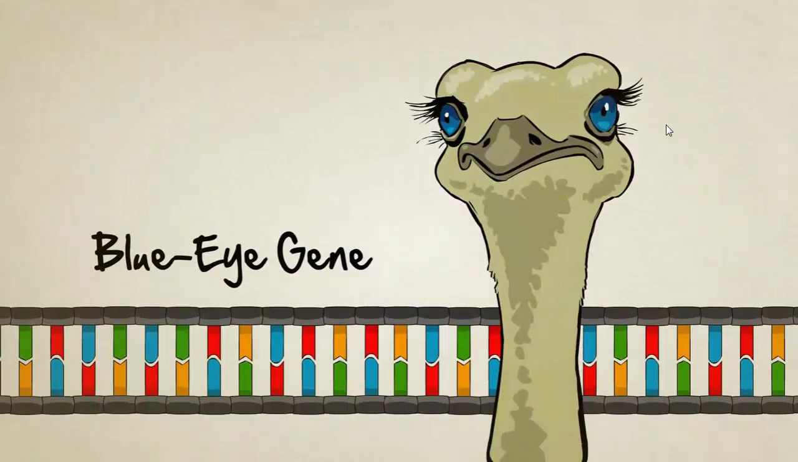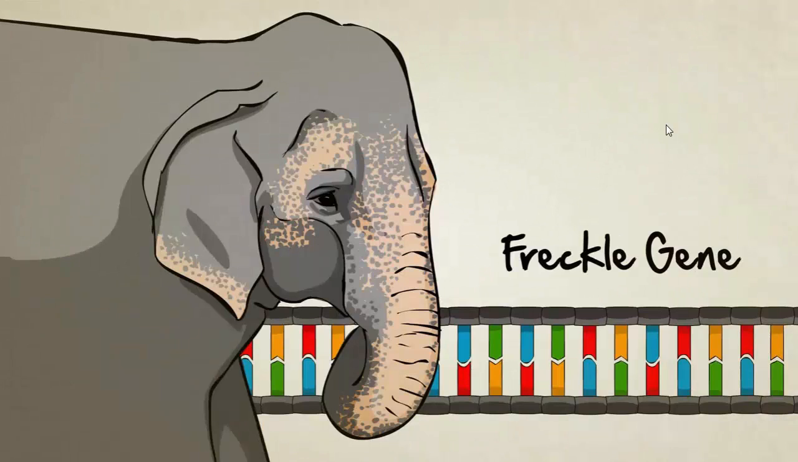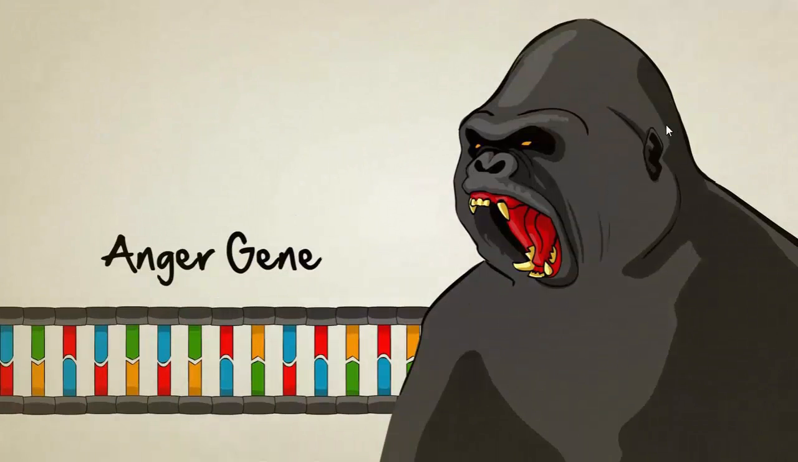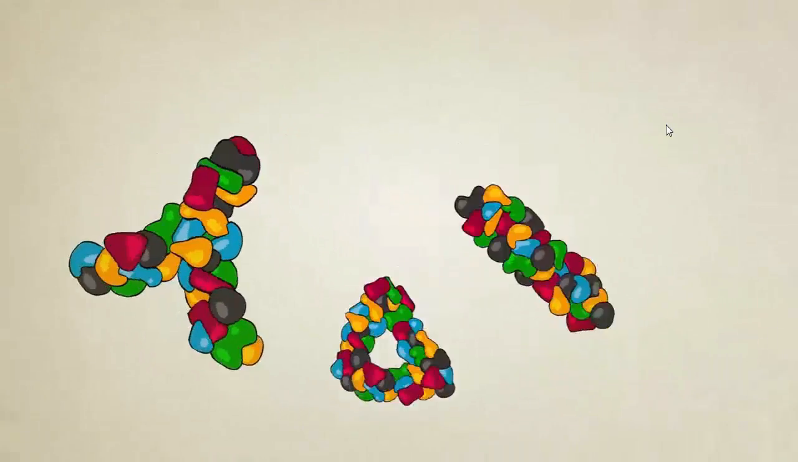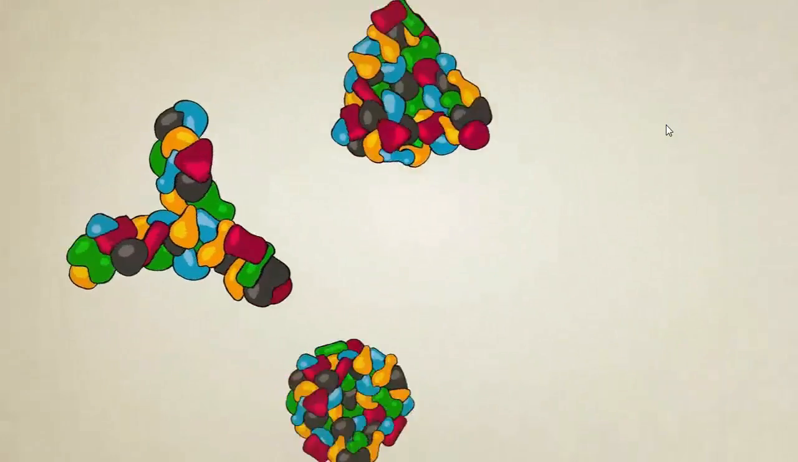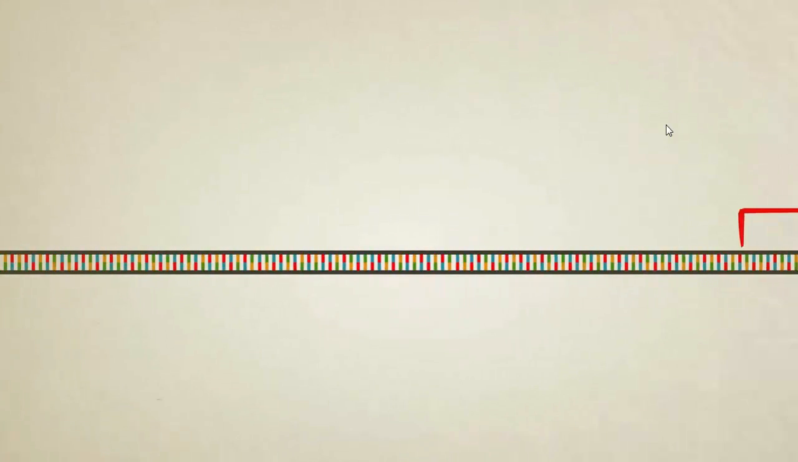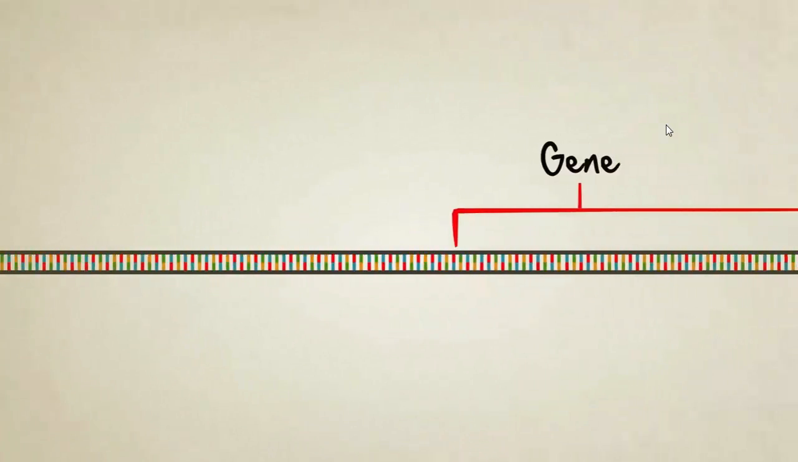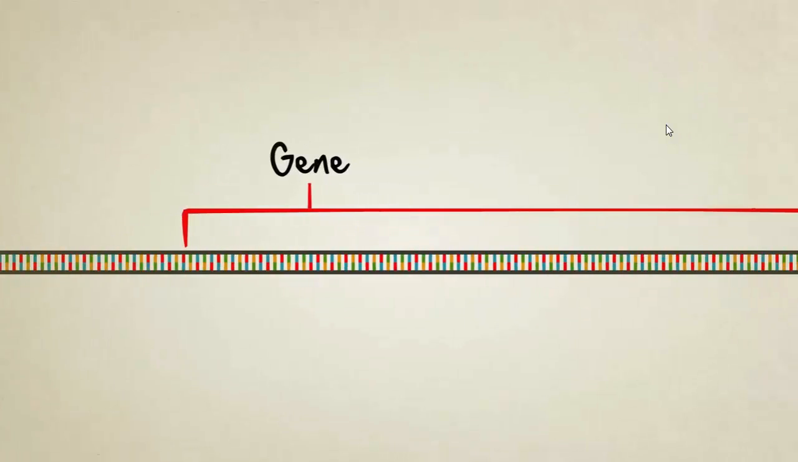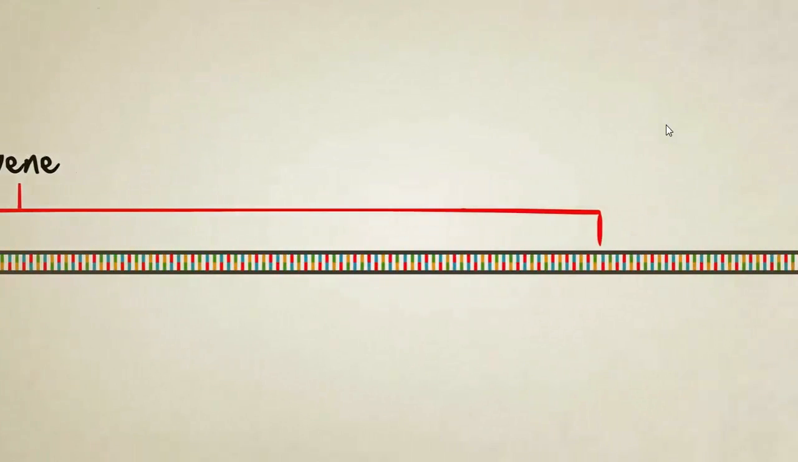You might have heard that there's a blue-eyed gene, a freckle gene, possibly even an anger gene, but single genes don't literally make things like eyeballs or freckles or temper tantrums. Genes make proteins. Those proteins interact with each other and all sorts of chemicals inside the body to build things like eye pigments, freckles, and mood-altering hormones. A single strand of DNA contains thousands of genes, or unique protein recipes. Humans have up to 20,000 altogether.